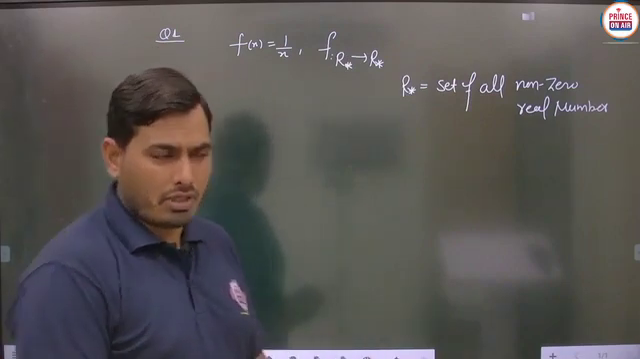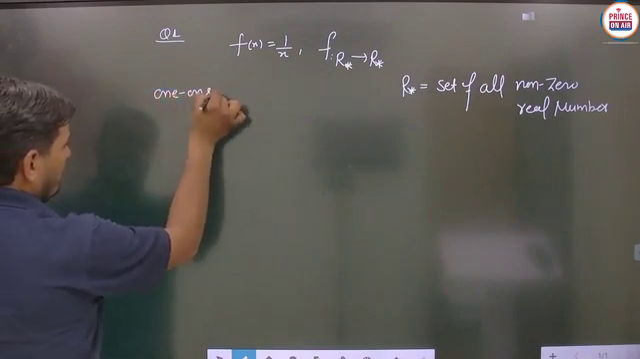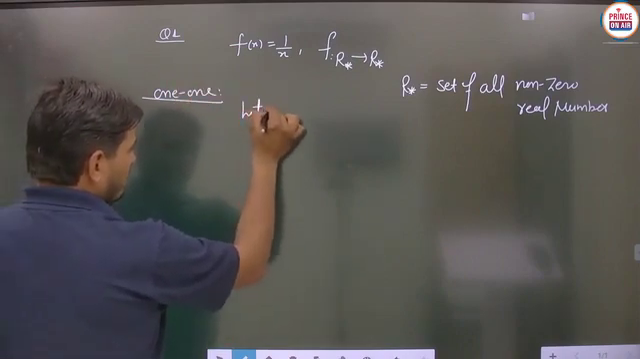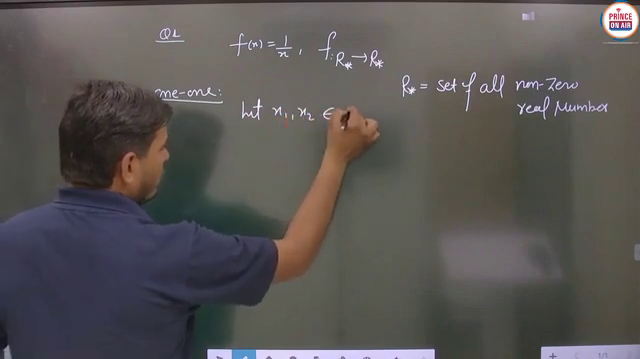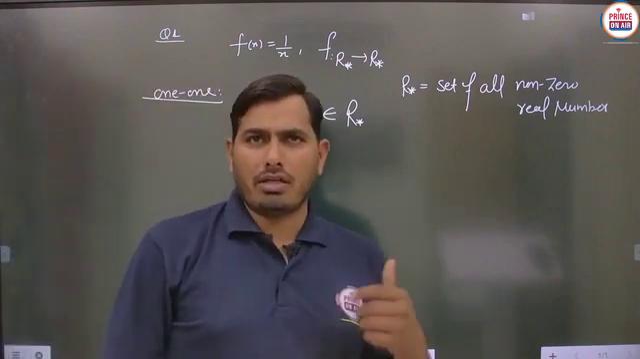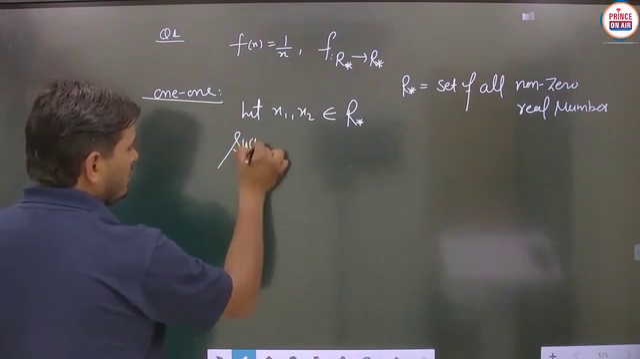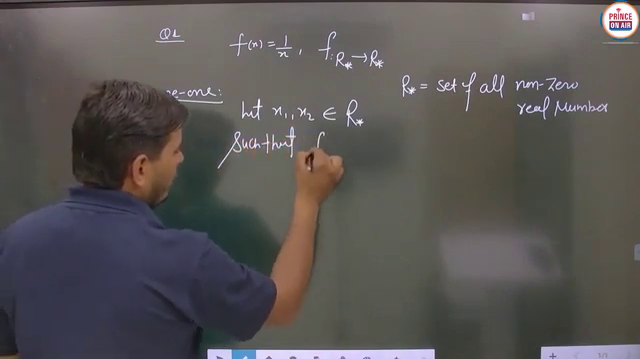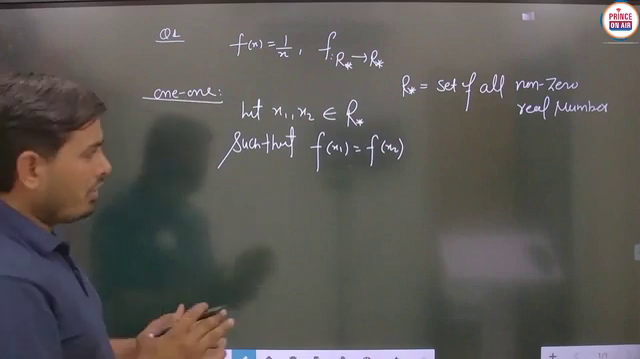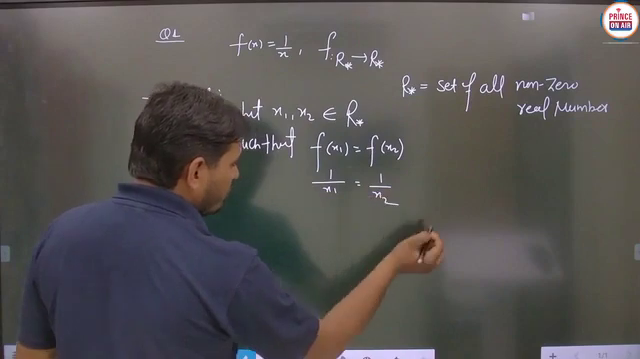Now we have to check whether the given function is one-one or not. So first of all, we take the first case, that should be one-one. Let x1, x2 belong to R star. So we take two different elements from R star, the set of all non-zero real numbers, such that f(x1) = f(x2). Is it clear? Now we can say this is 1/x1 and this is 1/x2, as per the definition.